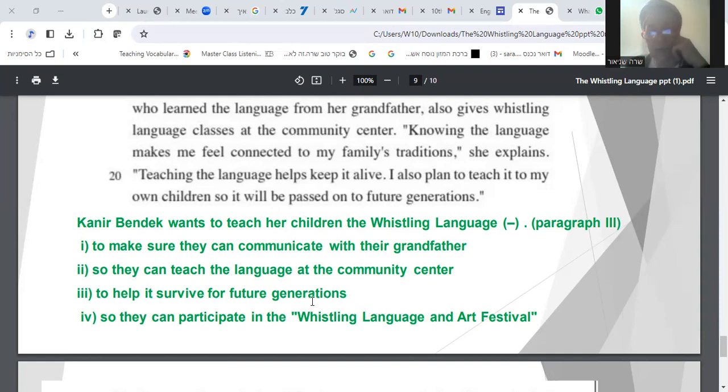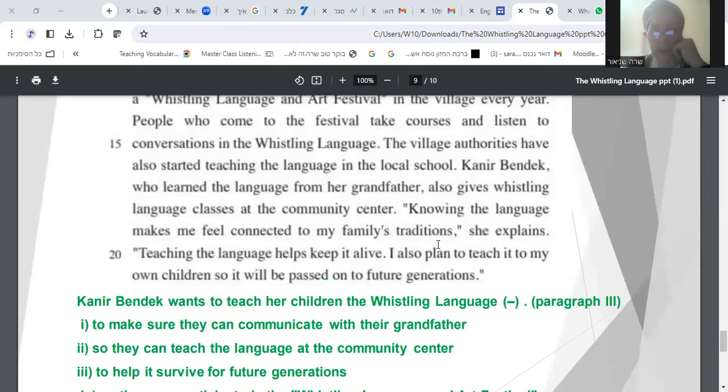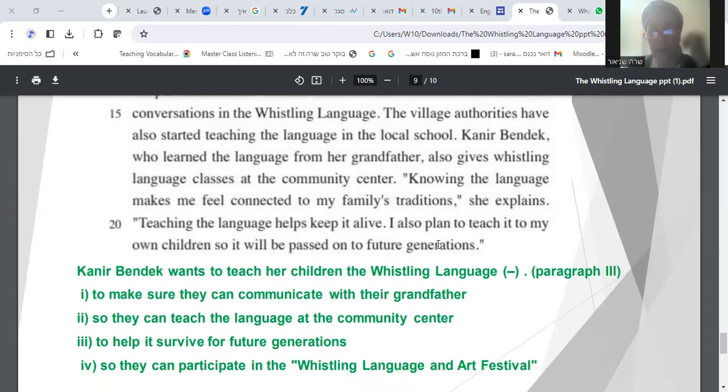Or to help it survive for future generations. לשמר את השפה. So we have here two good reasons. We need one. Okay? So let's go and look. Is it so that they can talk to their grandfather, or to help the language survive? So I see the word survive, and to keep it alive. I know that survive means שורד. So to keep it alive זה שישאר בחיים. So it connects. יש קשר בין המילה בשאלה למילה בתשובה.